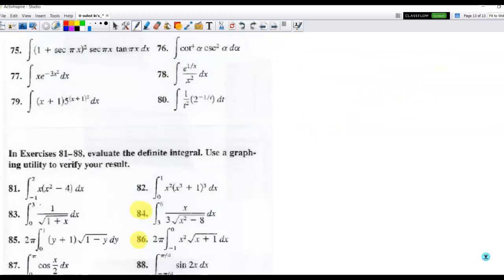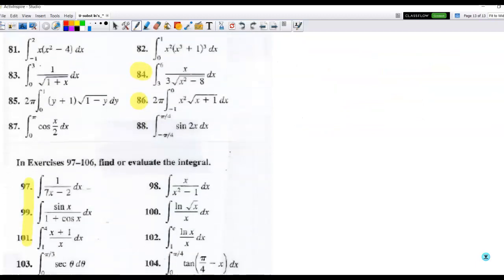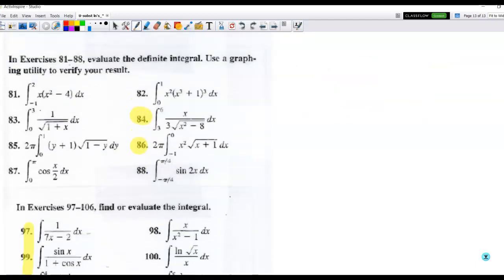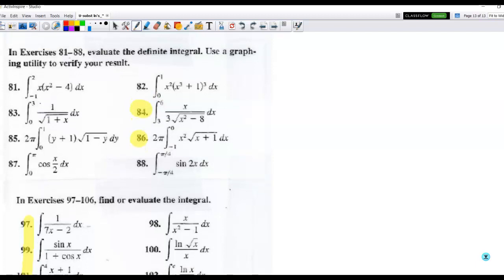Let's go on to number 84. All right, in number 84, we are evaluating with definite integrals, and after we do it by hand, we're going to use a graphing utility to verify your results. So really, this is just an opportunity for you to practice using your calculator to make sure that you can get the answer that you actually are supposed to get.